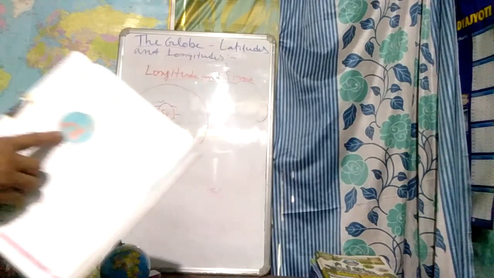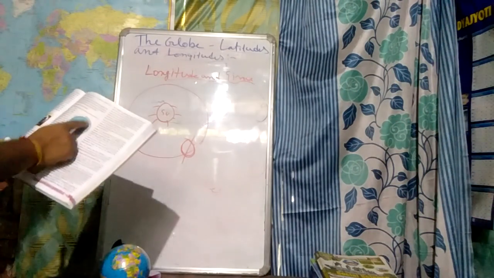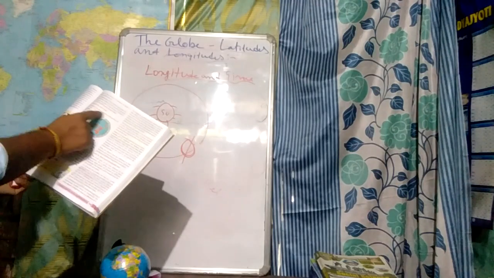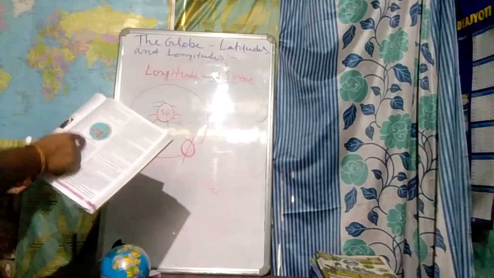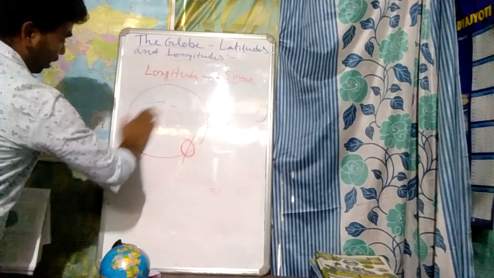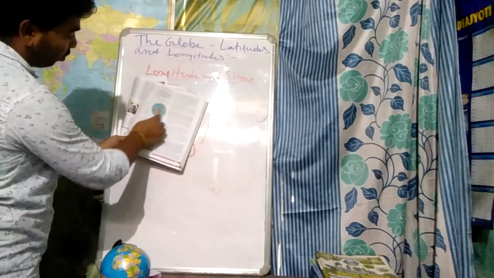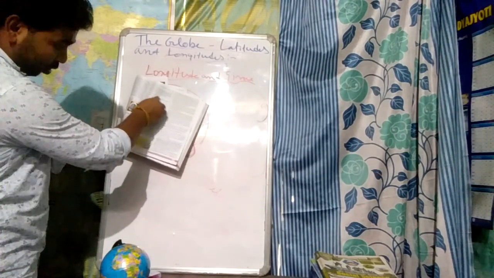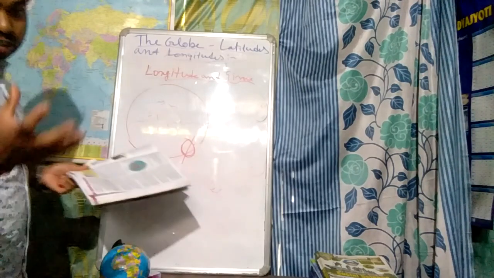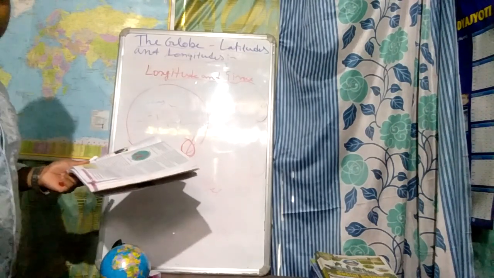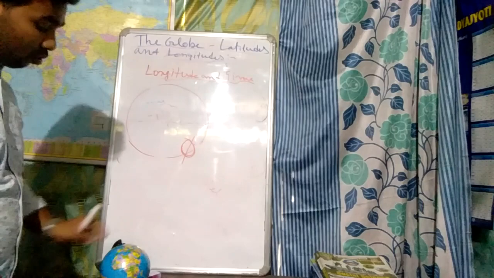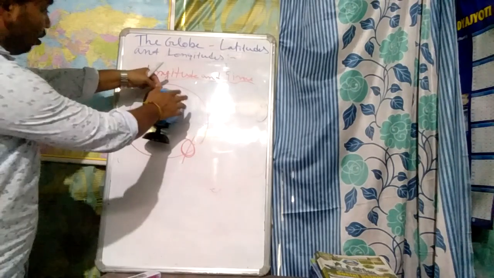So this is the picture. You can see this is the picture. It seems to rotate, but it is not actual. Actually, the Earth rotates, spinning on its axis.